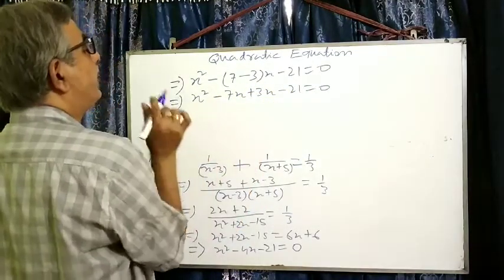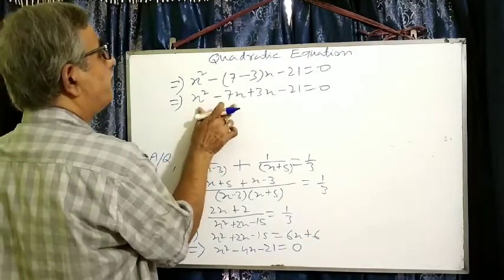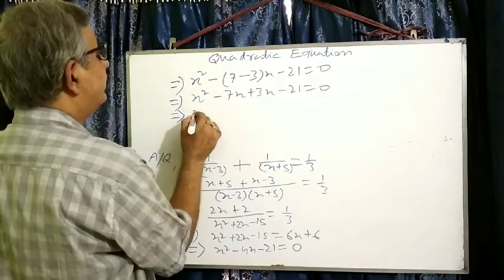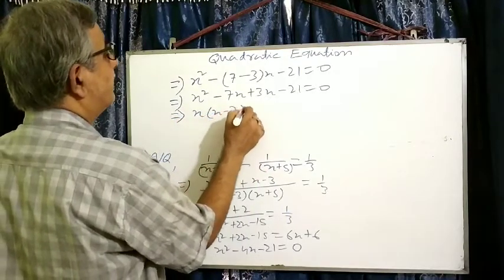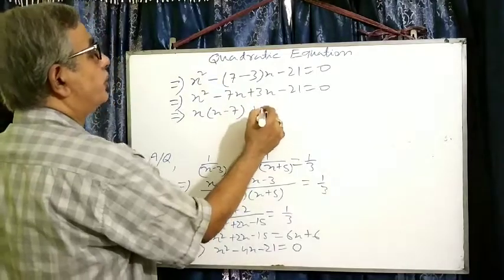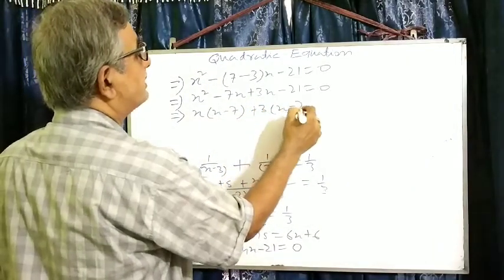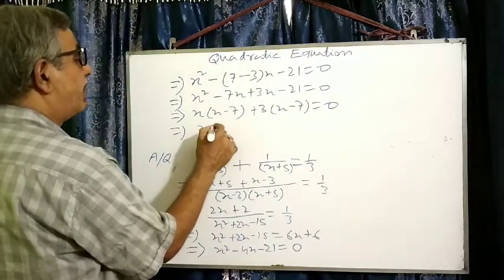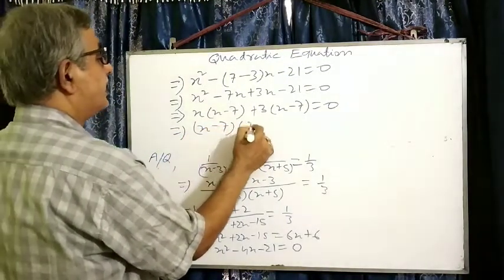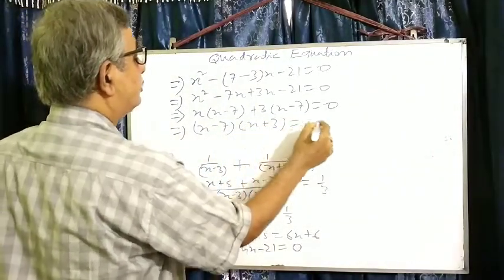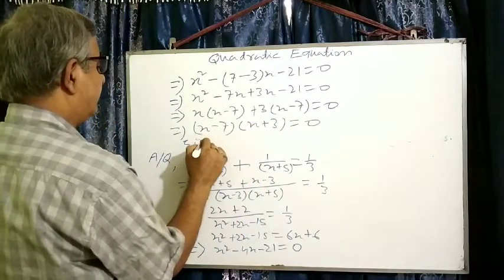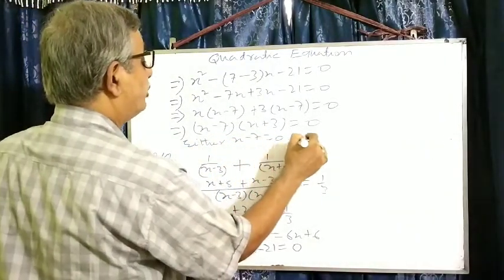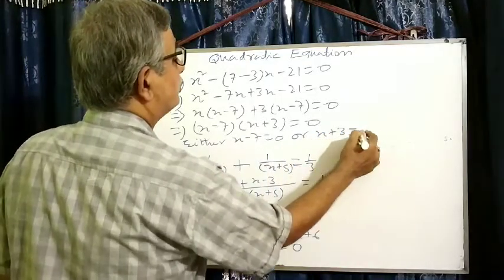You make two pairs. Here first 2, one pair, second 2, together one pair. What can be taken common here? You take x common, so x minus 7. You take from here 3 common, you are getting x minus 7. That is equal to 0. Now you see x minus 7 into x plus 3 is equal to 0. Either x minus 7 is equal to 0 or you are getting x plus 3 is equal to 0.